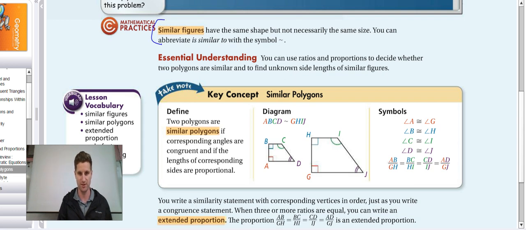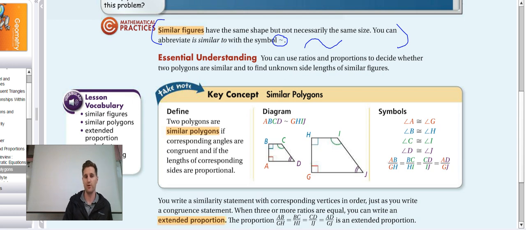So our first one, we want to write down all of this. Similar figures have the same shape, but not the same size. You can abbreviate as "is similar to" with the symbol, that little squiggly guy. That little guy we're going to be using a lot. It just kind of looks like a squiggle if I were to enlarge it.